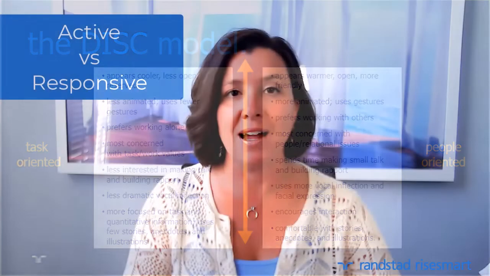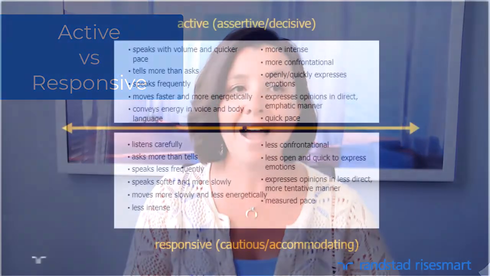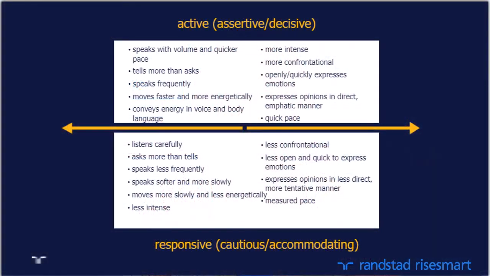The next set of style elements to consider is the active versus responsive. An active person might be considered assertive and decisive. They may speak and move at a really quick pace, and their opinions may be direct and emphatic. A responsive person may be seen as cautious and accommodating. They may be a careful listener who asks a lot of questions. They may be measured in their pace and likely to speak in a soft manner.